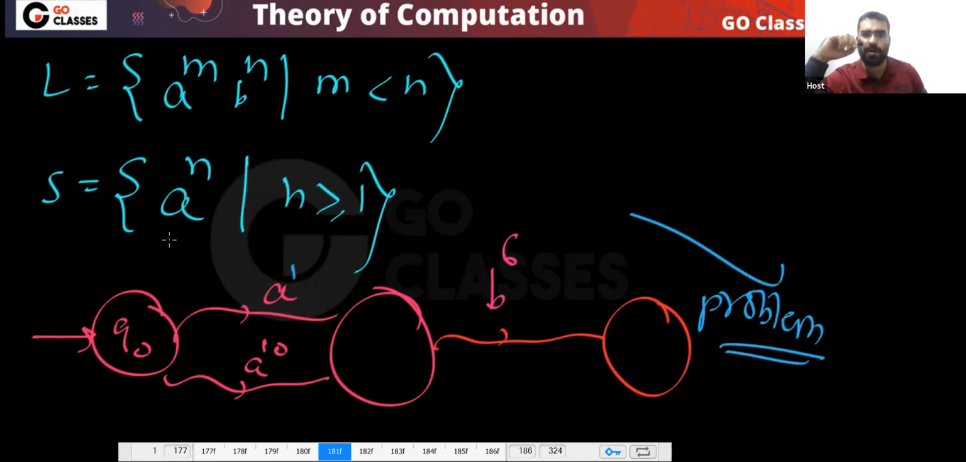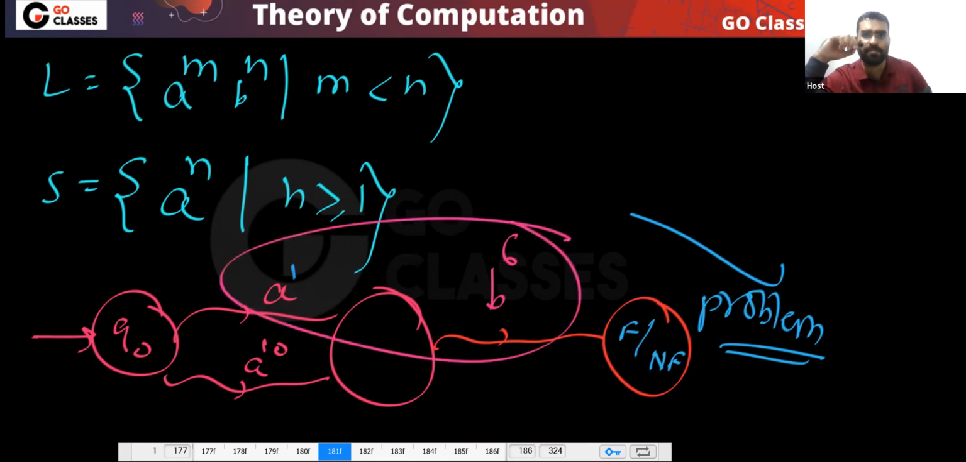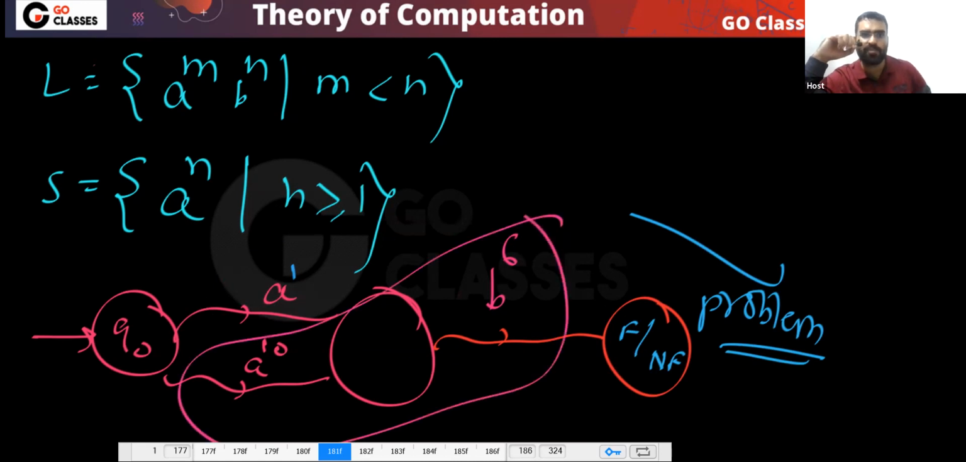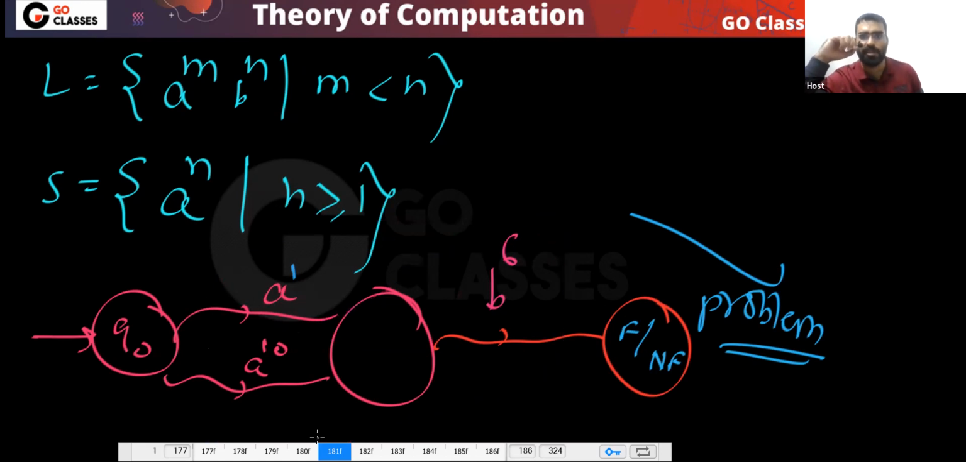Yes or no? This B power 6 will create a problem. Whatever you take, final or non-final, this will create a problem. If you make it non-final, this will be rejected, but this should not be rejected. If you make it final, this will be accepted, but this should not be accepted.